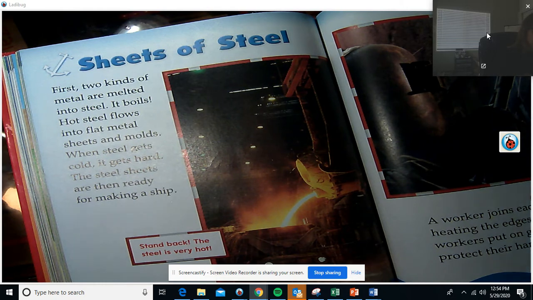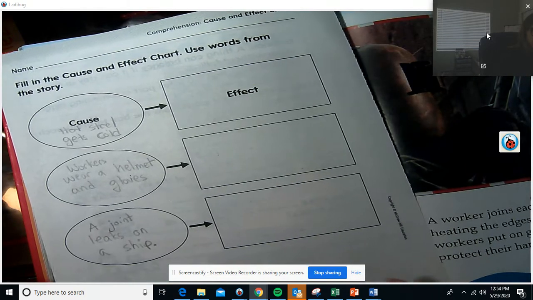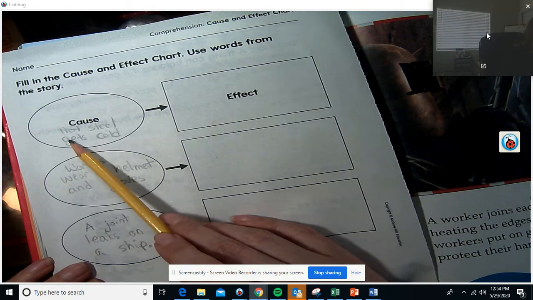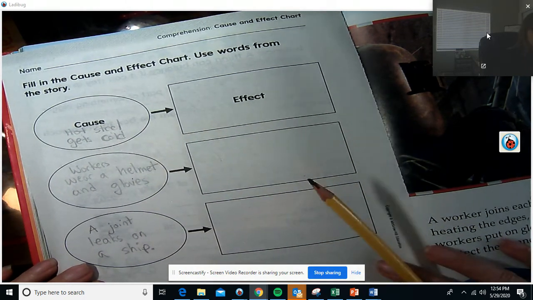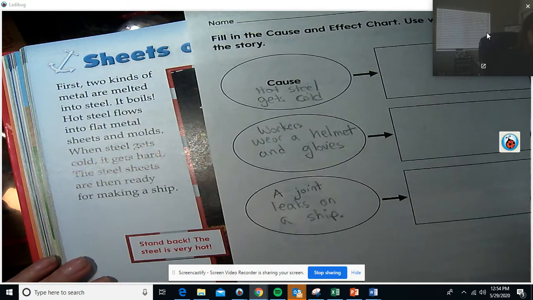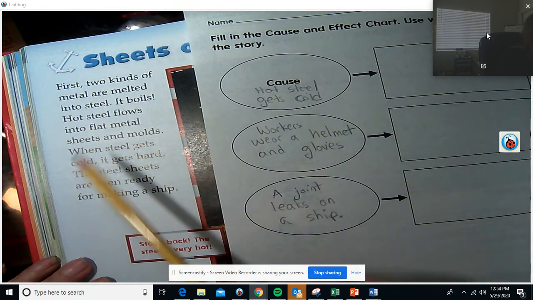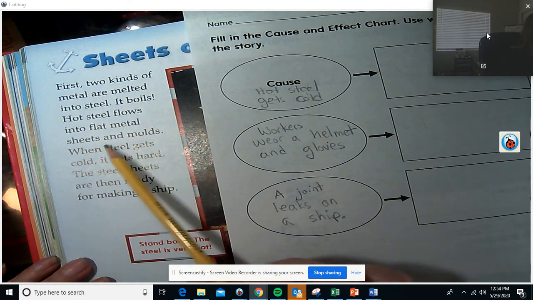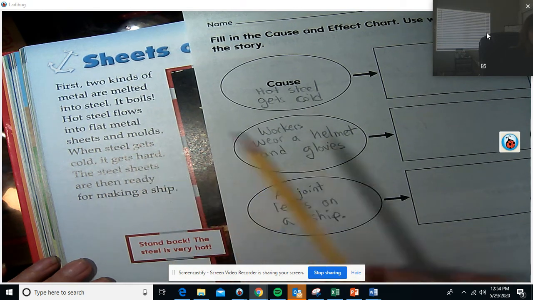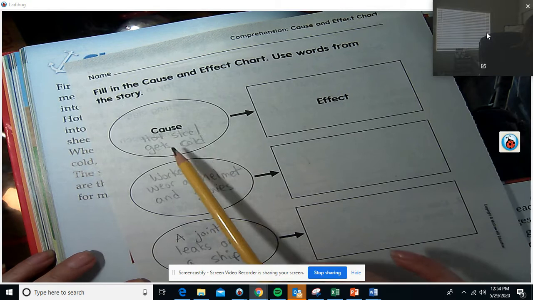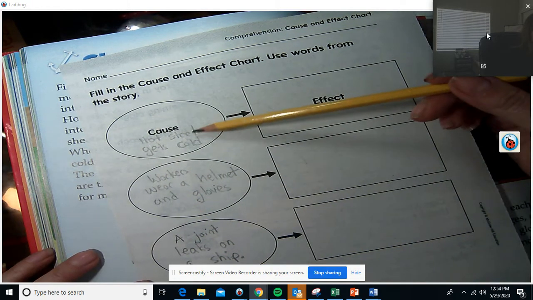So that makes me think of our cause and effect sheet. One of the causes was that hot steel gets cold. So what's the effect of hot steel getting cold? What happens? We read about that here right now. What happens when hot steel gets cold? Hot steel flows into flat metal sheets and molds. When steel gets cold, it gets hard. So that's our effect. Hot steel gets cold is the cause.